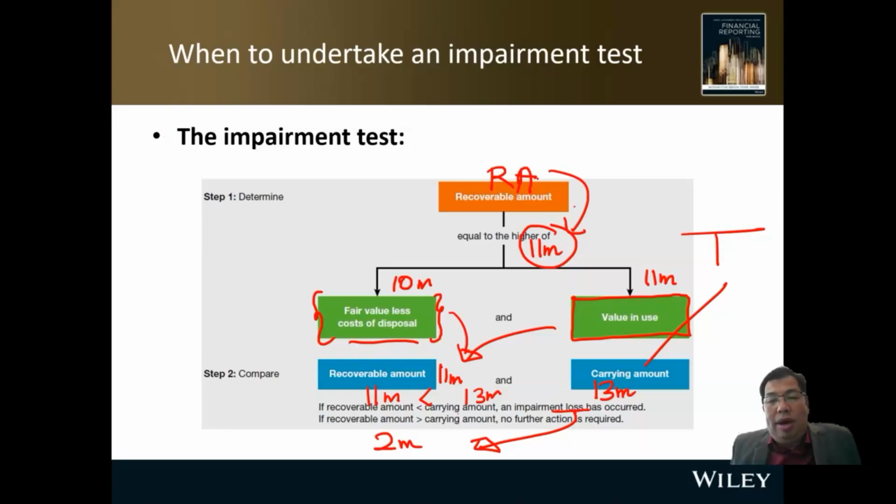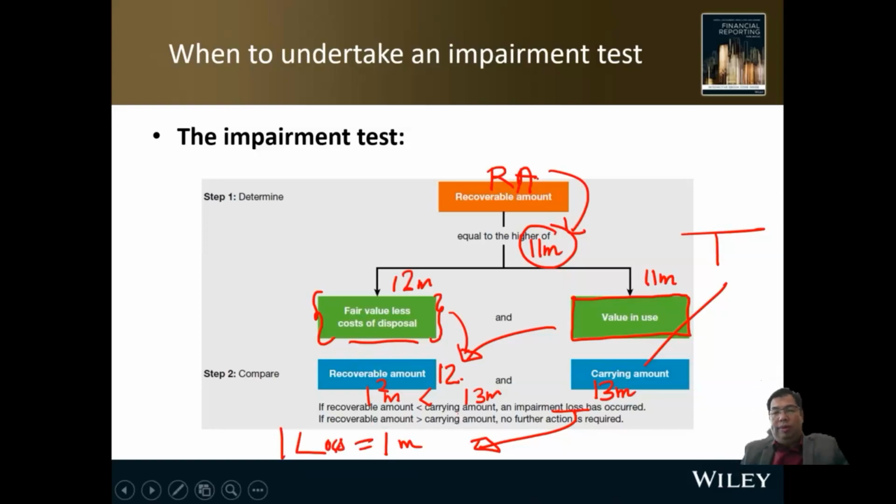What if the fair value of asset here is 12 million? So you need to choose the first step equal to the higher of fair value less cost of disposal and the value in use. So in this case, between these two values, 12 million is the higher value. So I'm going to put here 12 million. So I'm going to compare the recoverable amount 12 million with 13 million. So my impairment loss is 1 million.